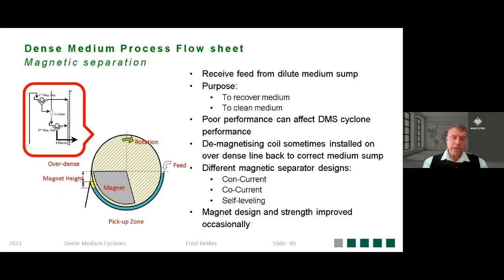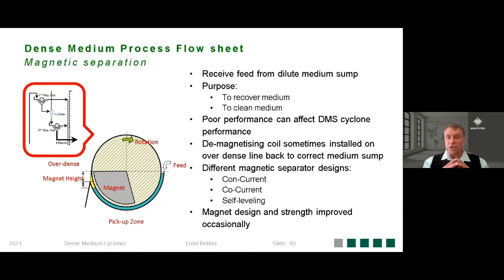And then sometimes demagnetizing coils are normally installed on the overdense. On the overdense, you've got the rotation of this drum. The material comes in on the right-hand side. There's a magnet. It recovers the magnetic material, and the non-magnetic material leaves in a different direction. But this magnetic material that's been recovered has got residual magnetism.